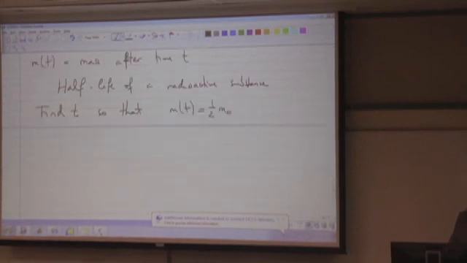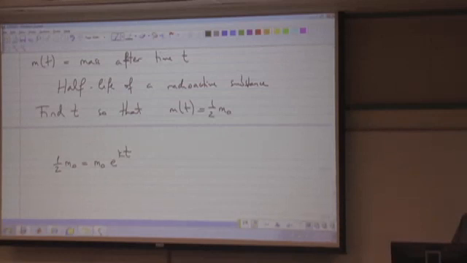Okay, so how do we figure this out? Well, 1/2 m0 has to equal m0 e to the kt, right? The m0's cancel. e to the kt is equal to 1/2, which means kt is equal to ln of 1/2. That is the same thing as minus ln of 2. And so t is just going to be minus ln of 2 divided by k.